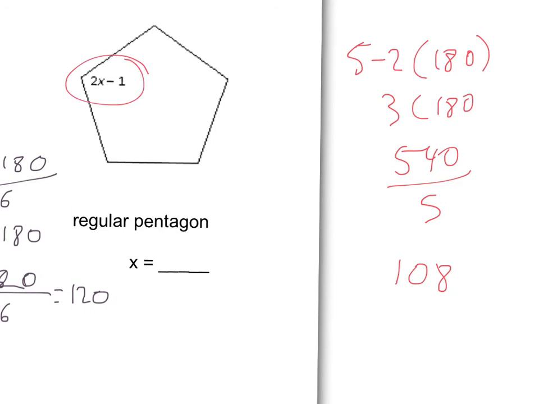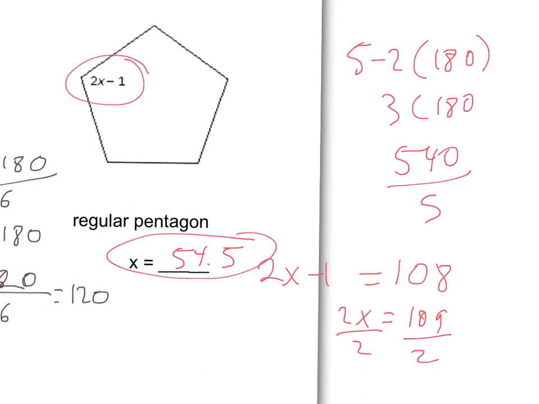This one angle is 2x minus 1, so we set 2x minus 1 equal to 108. Add 1 to both sides, and 2x equals 109. Divide by 2, and x equals 54.5. And that's your answer. Hopefully this helps you and prepares you for the test.